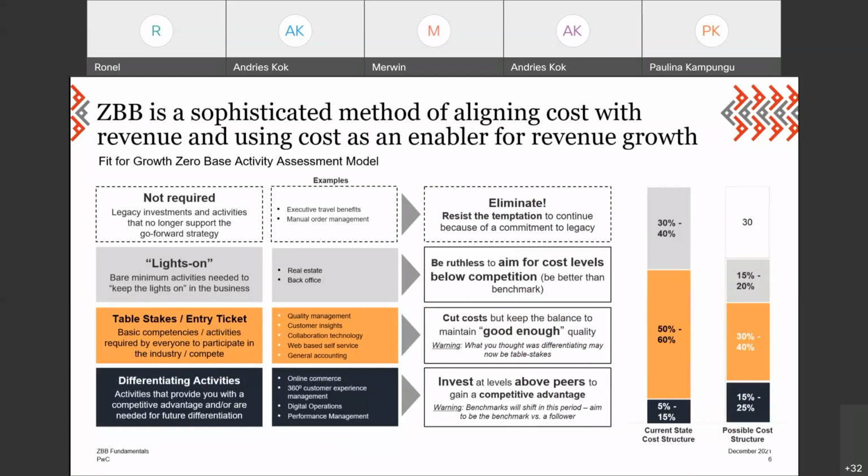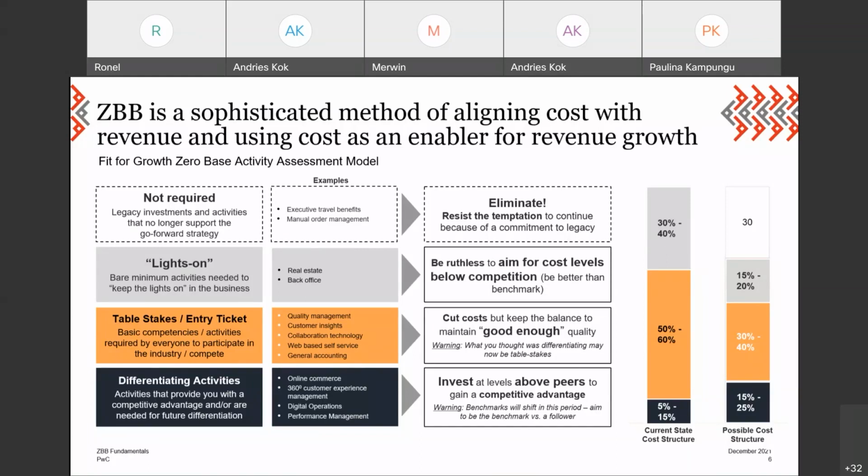So if you consider the first bucket, it would be not required. For example, this might be legacy systems in banks that have been around for 40 years, which is not giving you any sort of competitive advantage. It's very expensive, and it's something that you should be ruthless on when it comes to ZBB. So if possible, it's advisable to eliminate that completely. Otherwise, be very, very harsh in terms of removing inefficiencies and finding that zero base. We'll go through an example of how to get there.